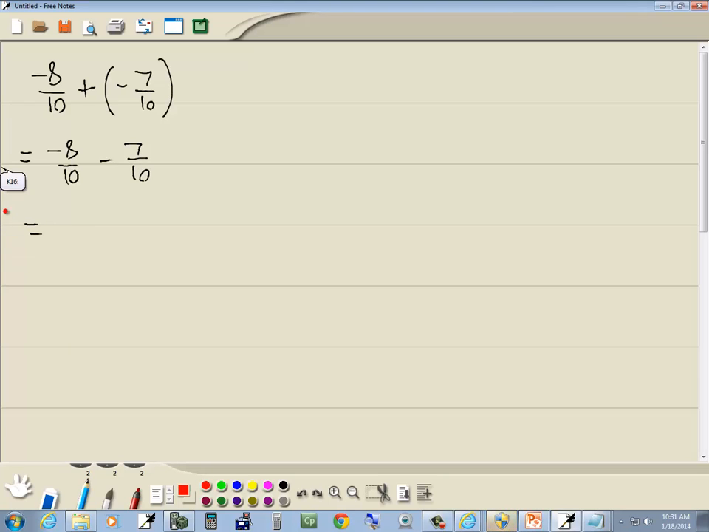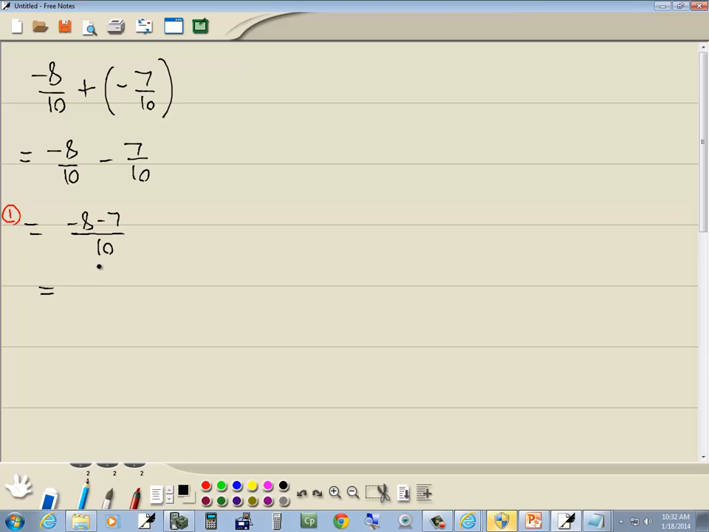Now our first step is, when you have adding or subtracting, combining fractions with the same denominator, then you'll add or subtract the top parts and put them into a single fraction. So we got negative 8 minus 7, and we'll put it over 10.